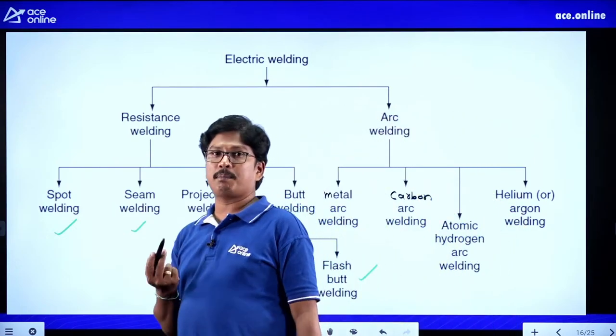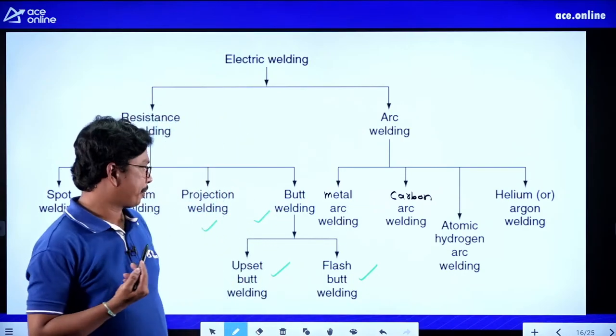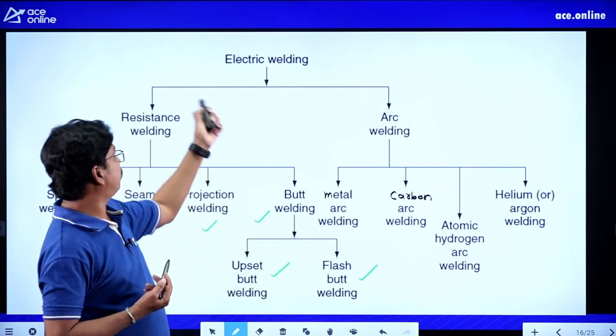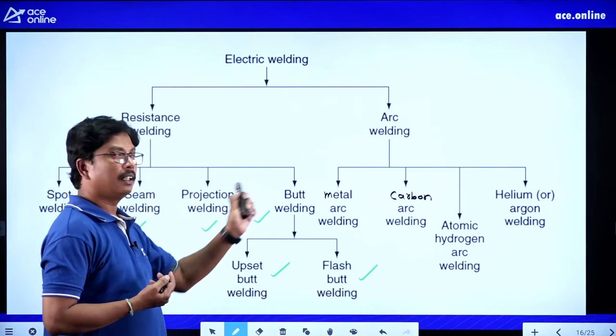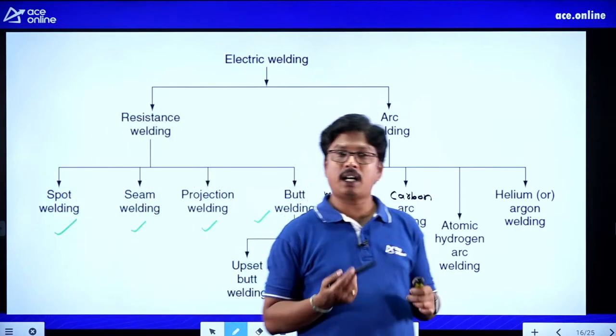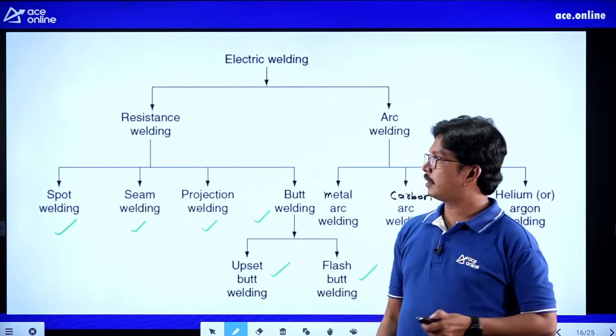It is an arc type of welding. And flash butt welding is a type of what? Flash butt welding is a type of resistance welding. Resistance welding only. Seam welding, spot welding and projection welding, all these are types of resistance welding.